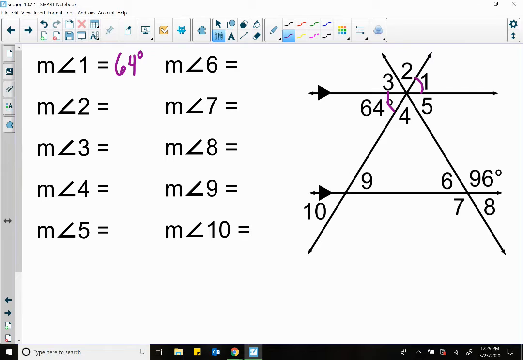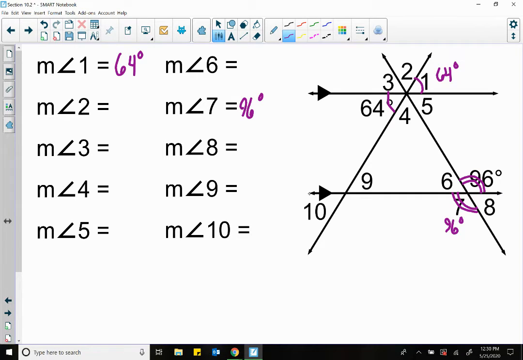So what are some other angles we know? Well, we know that 96 degrees, and I'm going to use 2 marks for that, is vertical to angle 7. So I know that angle 7 is also 96 degrees. And I'm going to mark this up here. This is 64 degrees, and this is 96 degrees. Some other angles that I know that are real quick.